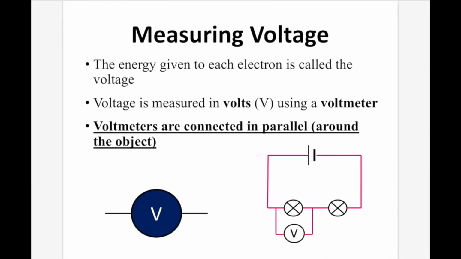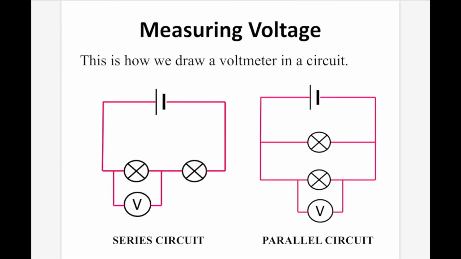Measuring voltage. The energy given to each electron is called the voltage. Voltage is measured in volts using a voltmeter. It can also be measured using a multimeter as well. Voltmeters are connected in parallel around the object. Measuring voltage. This is how we draw a voltmeter in a circuit. So you can see we're going to draw it from one point, up, over, and then back to another point across the thing we're measuring. We could draw it across the cell here by doing something like this. And you can see in the parallel circuit it's exactly the same.